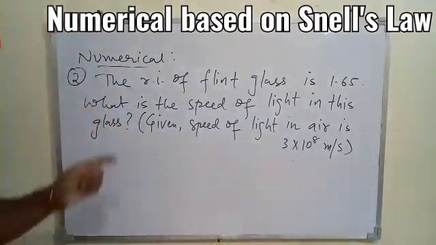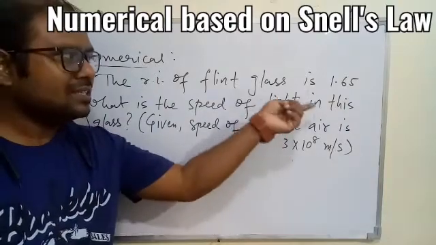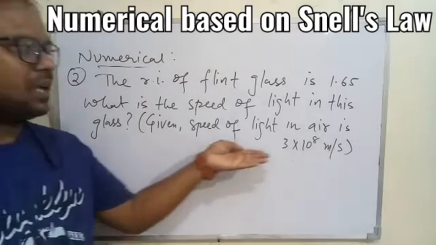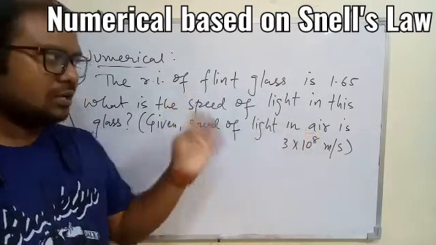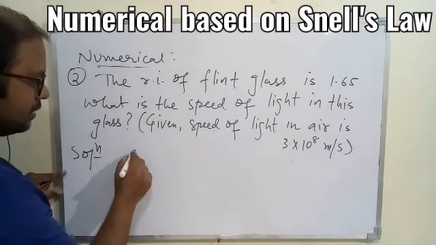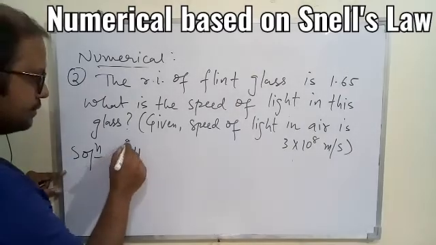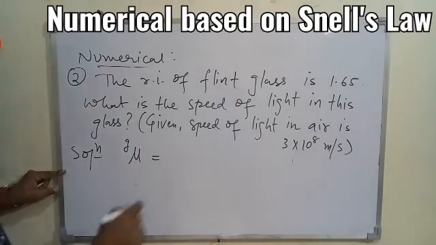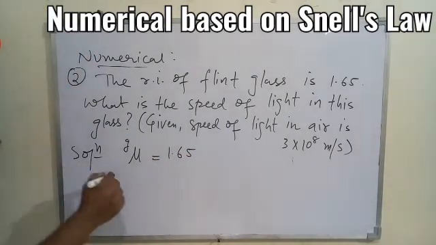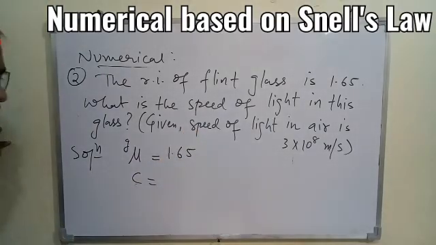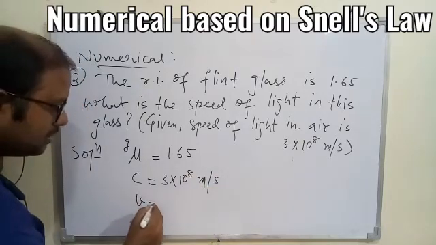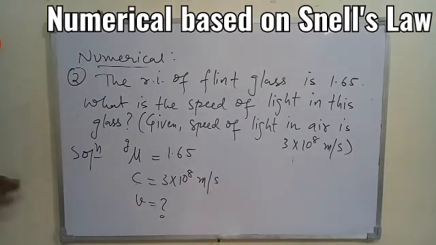So overall, what is given to you? The refractive index of flint glass. It means that what is given is nothing but the absolute refractive index. That is to be understood. Sometimes the vacuum can be replaced by air also. So you have to remember that. In this case, the absolute refractive index of glass is given as 1.65. Then the speed of light in air is given, which we take as C, 3 into 10 to the power 8 meter per second. Based on this we have to find the speed of light in the medium, that is glass.